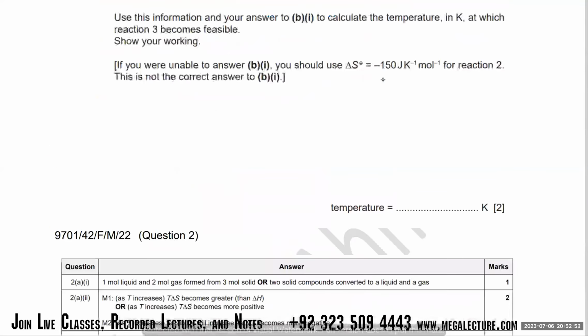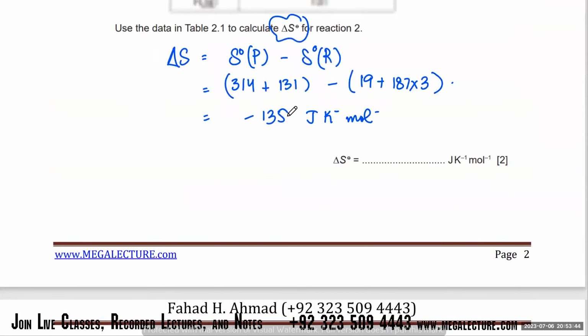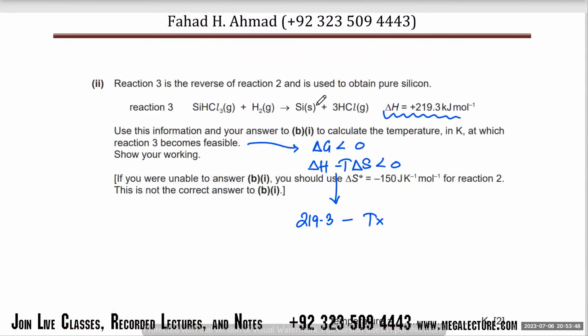That's the next part of the same question. He's now given you the enthalpy change. He says use the information in your answer to B1 to calculate the temperature in kelvins at which reaction 3 becomes spontaneous. If you want it to become spontaneous, delta G should be less than 0. Delta G is equal to delta H minus T delta S, so delta H minus T delta S must be less than 0. The enthalpy change is already given: 219.3. The temperature is unknown. The delta S for this reaction was calculated in the previous step and came out to be minus 135. So the delta S for this reaction is going to become plus 135.